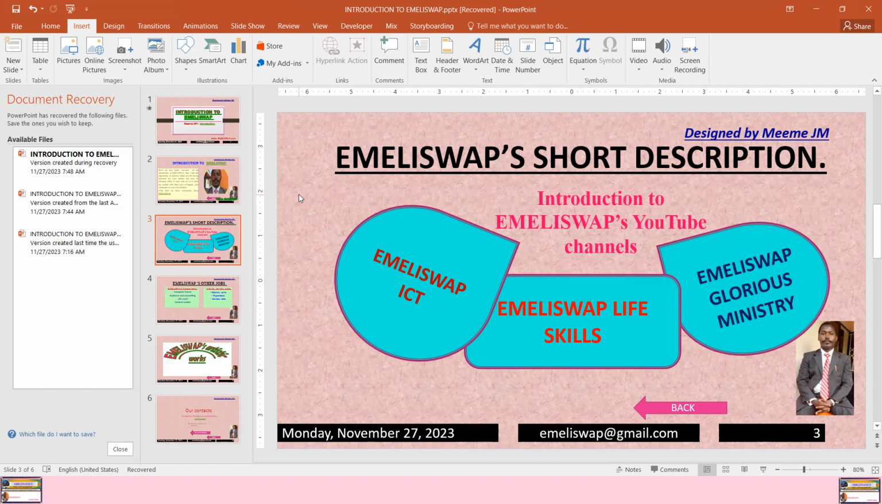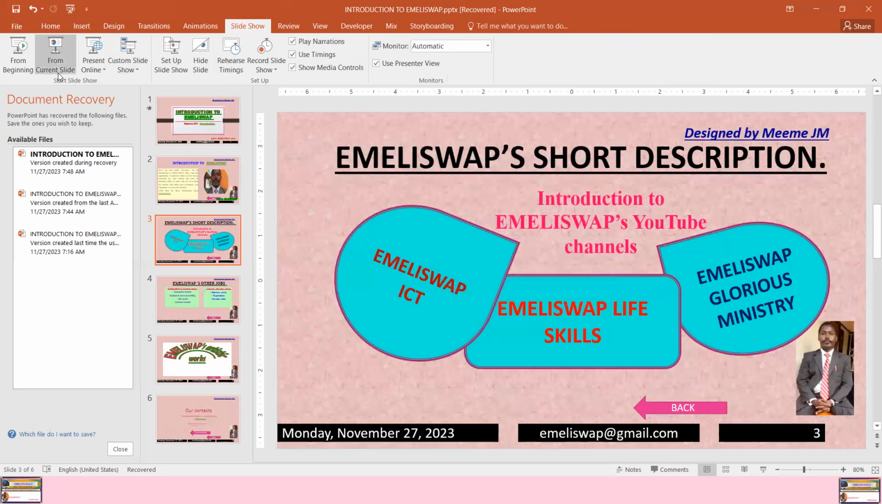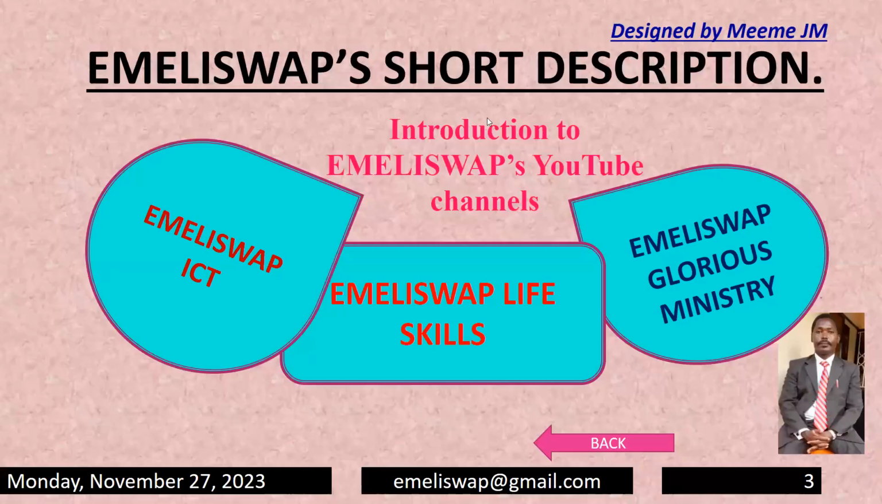Let's see if those channels will open while running this presentation. So if you are making this presentation to your audience and you want to go to each of these websites or web pages, this is what you do. You click on slideshow. Let me choose from current slide. So under this slide, if I point on Emily Swap ICT, you can see it is now a hyperlink. If you point on Emily Swap Life Skills, you can also see it's a link. And Emily Swap Glorious Ministry object is now a link.